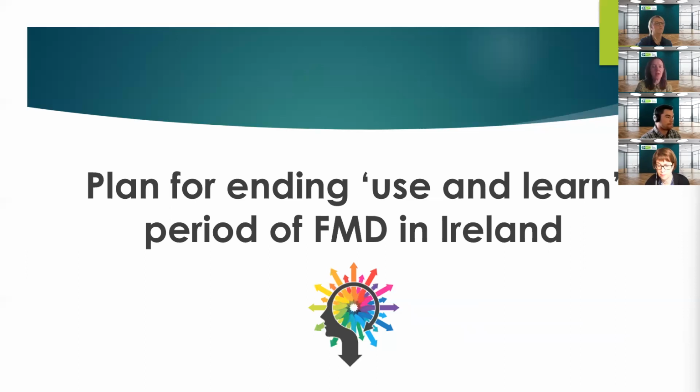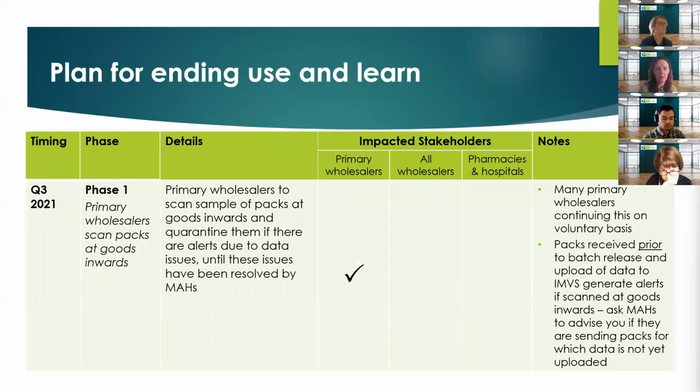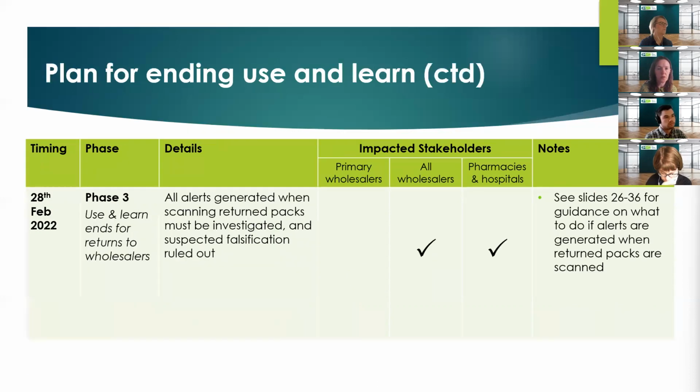Thanks, Paul, for that. So now we're going to focus in on the plan for end use and learn. And if you remember, there are several phases to this plan. So I'm just going to skip basically straight to phase 3 because we've already completed phase 1 and 2. So phase 3 is the upcoming phase, of course. And what we want for this phase is we want all alerts generated when wholesalers scan return packs to be investigated, so that any suspected falsification can be ruled out.